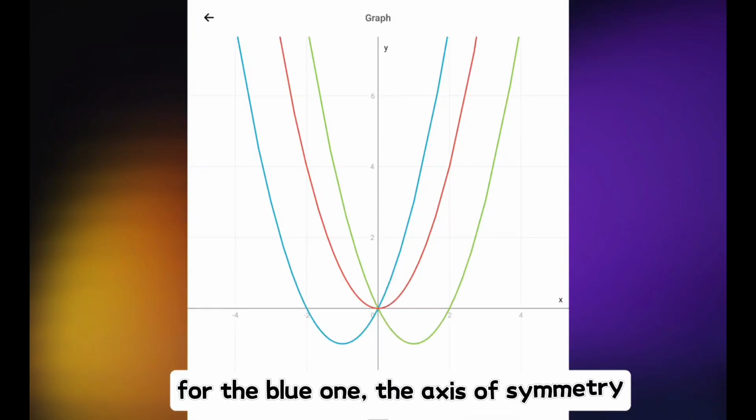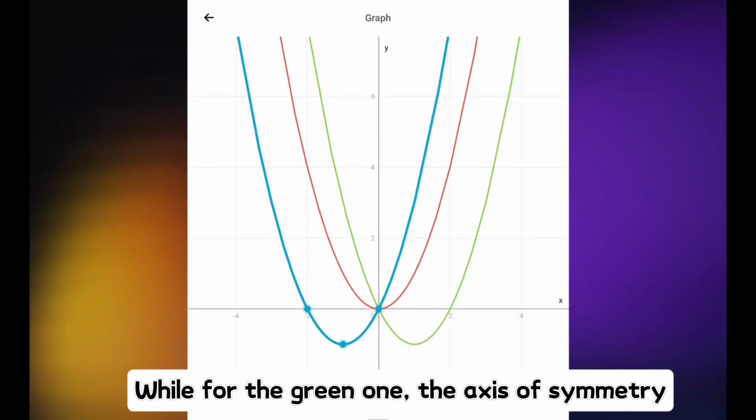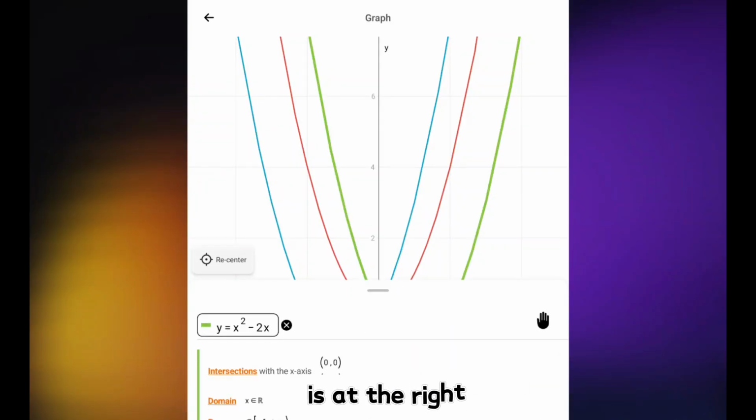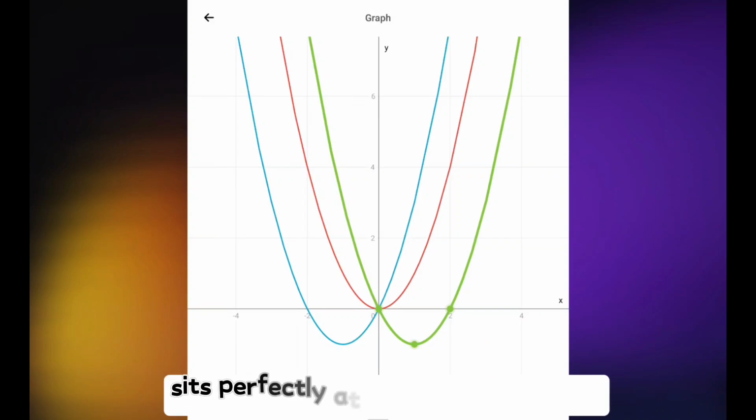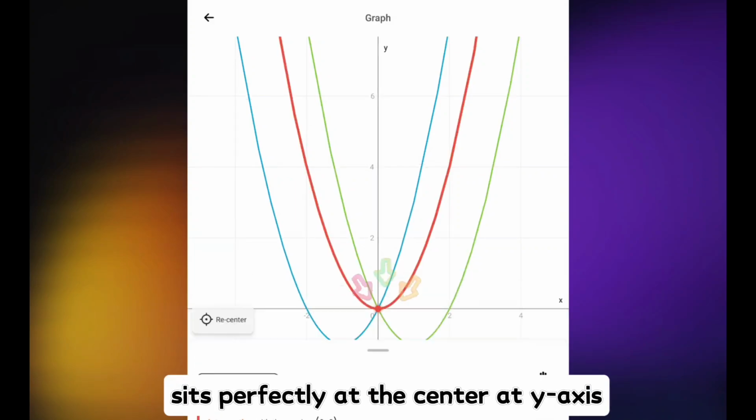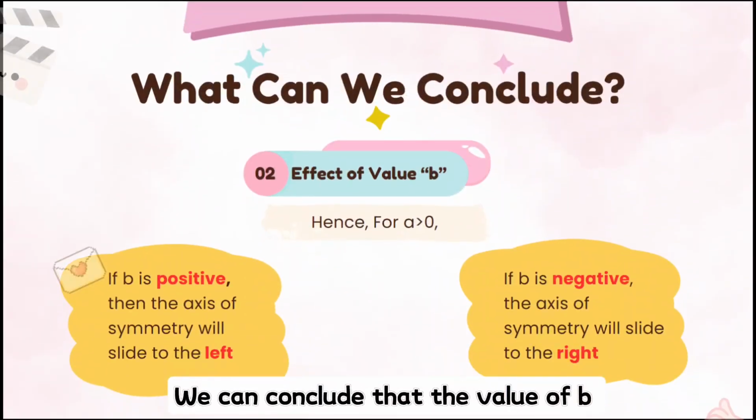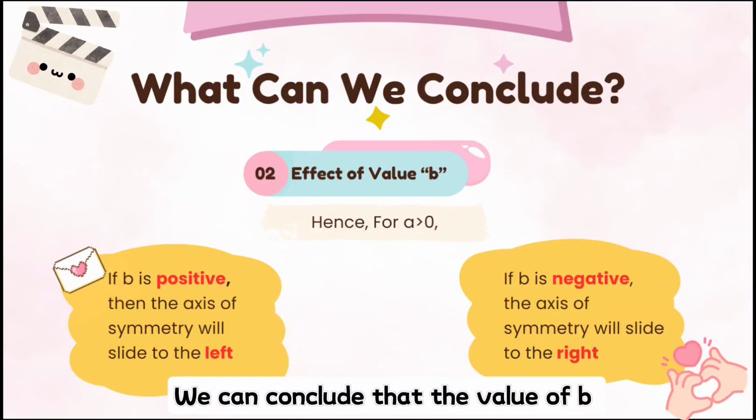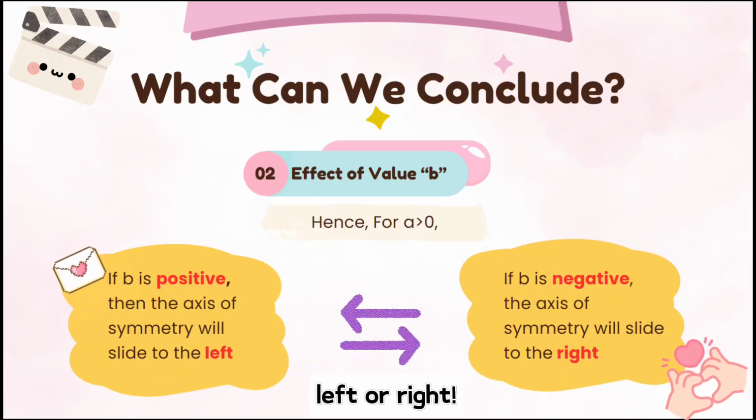For the blue one, the axis of symmetry is at the left, while for the green one, the axis of symmetry is at the right. Finally, for the red one, the graph sits perfectly at the center at y-axis. So, we can conclude that the value of b is actually sliding the parabola left or right.